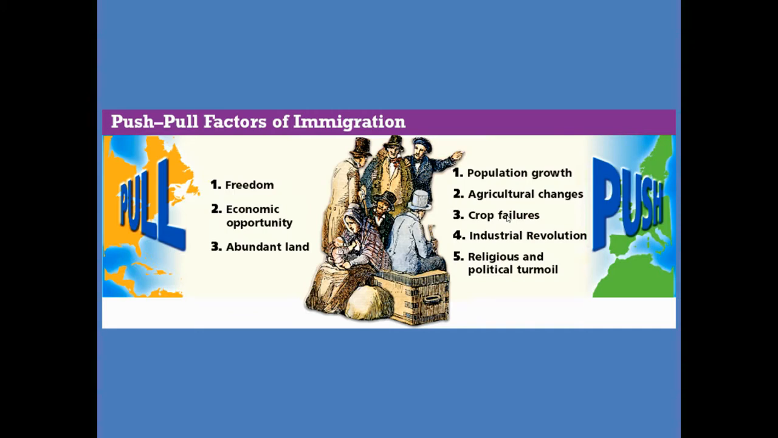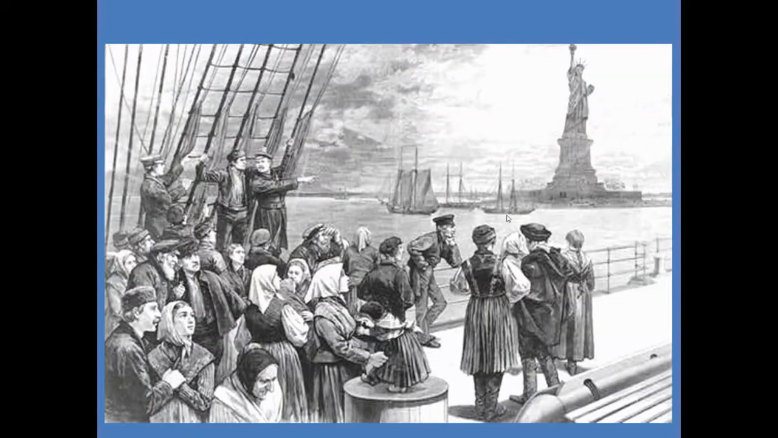And the last one is land. Most of these immigrants coming from Europe are farmers. And really all they want is a piece of land that they can farm themselves and be self-sufficient. So there are a lot of pull factors that are pulling these immigrants to America and a lot of push factors that are pushing them away from Europe.